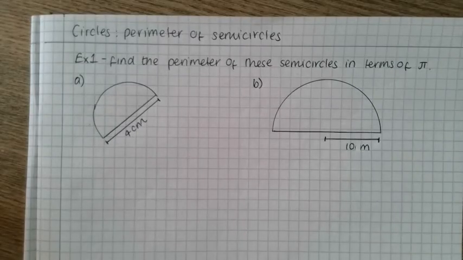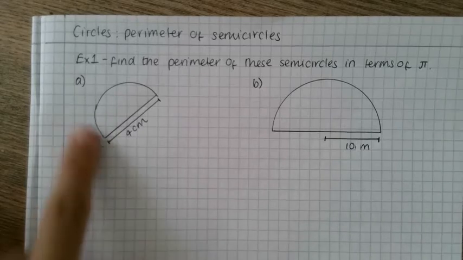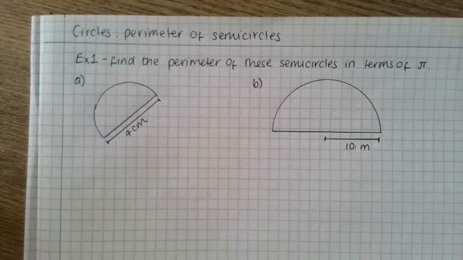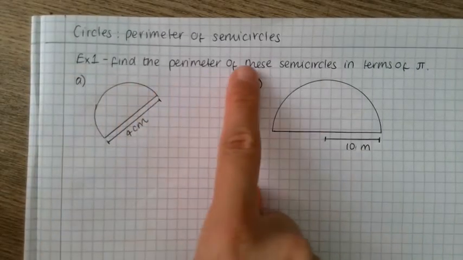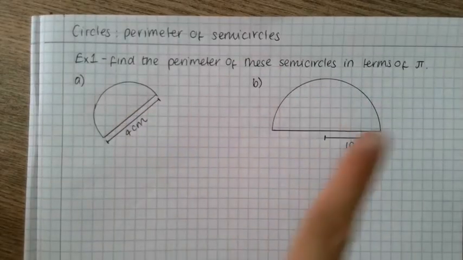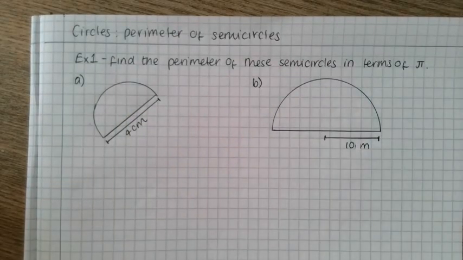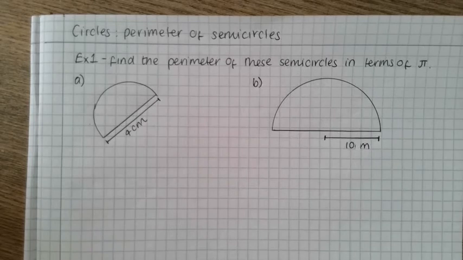Hi everyone, so this is a lesson in our circles topic, finding the perimeter of a semicircle. Now, when we find the perimeter of any shape, we need to add up all of the sides. So we're going to look at example 1 here, which is to find the perimeter of these semicircles in terms of pi. And as I just said, the perimeter of any shape is to add up the sides.